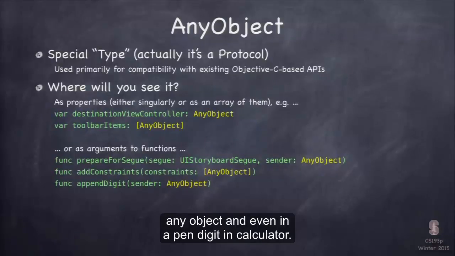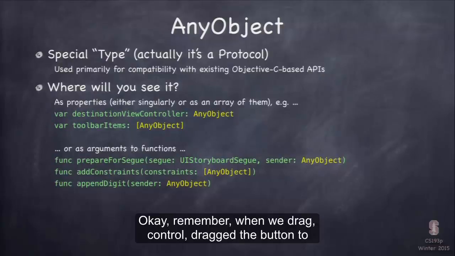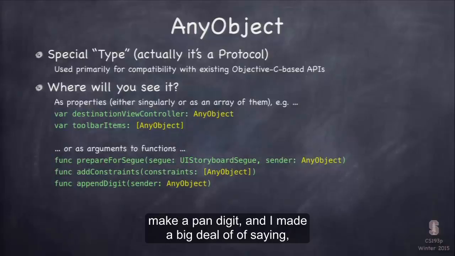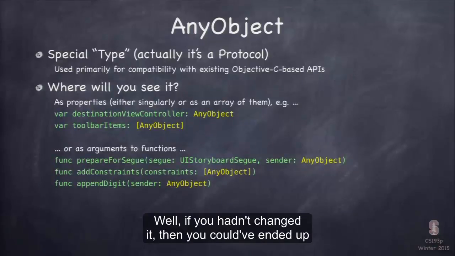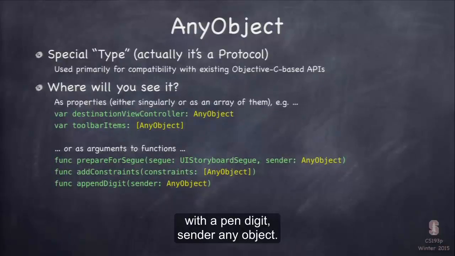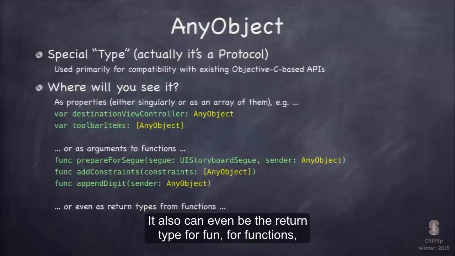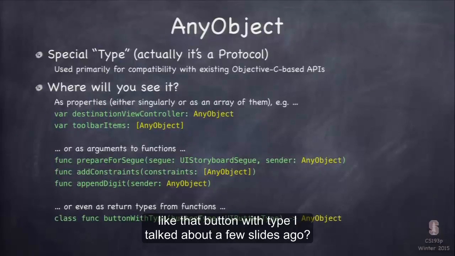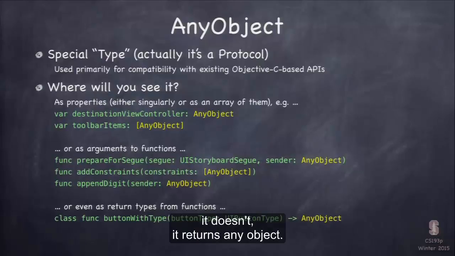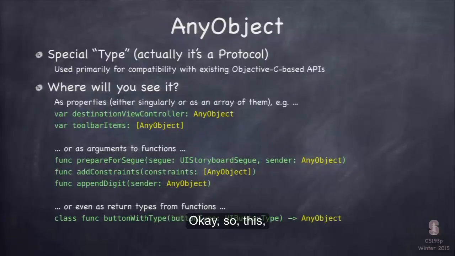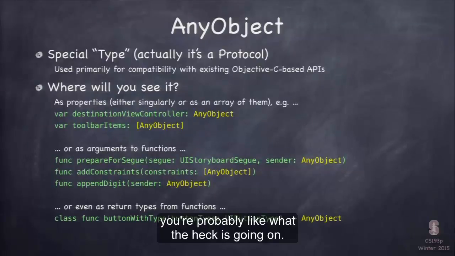And even in appendDigit in the calculator, remember when we control-dragged the button to make appendDigit? And I made a big deal of saying, change that from AnyObject to UIButton? Well, if you hadn't changed it, then you could have ended up with appendDigit sender AnyObject. It also can even be the return type for functions. Like that buttonWithType I talked about a few slides ago, it actually returns AnyObject. It doesn't return a UIButton. You'd think it would, but it doesn't. It returns AnyObject.